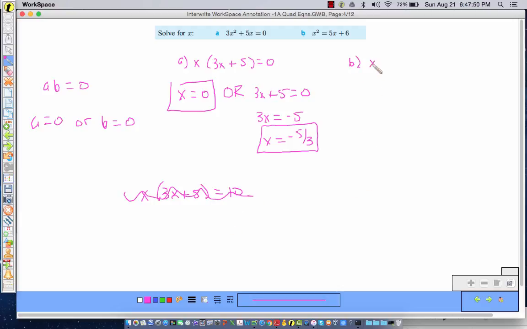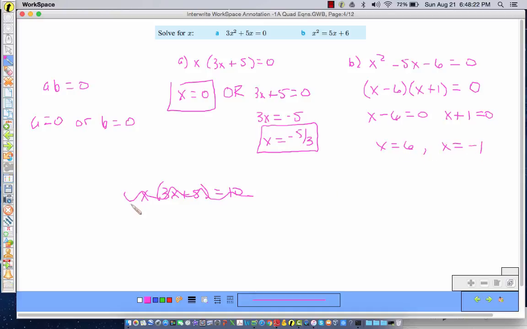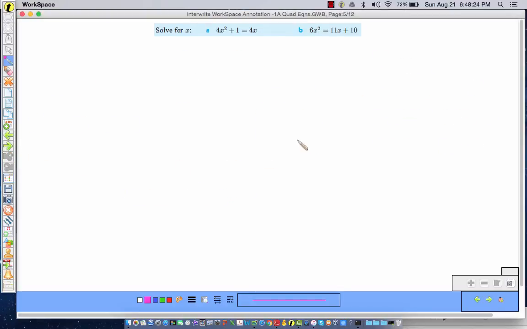For part B, we are going to subtract 5x and subtract 6, and we are going to factor. Factors of negative 6 that give me negative 5 are going to be x minus 6 and x plus 1. Again, we're going to use ZPP, yeah, you know me. Either one of these are 0. I set them both equal to 0. And I solve x equals 6, x equals negative 1. Booyah. Moving on. I'm moving kind of quick because really, this should be review for you.